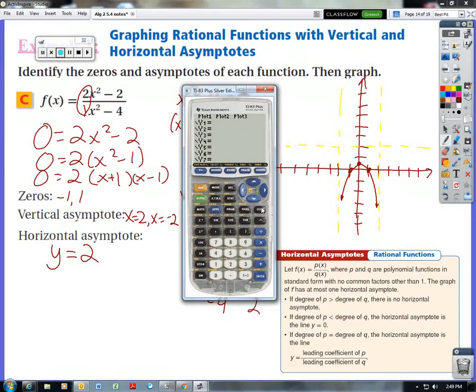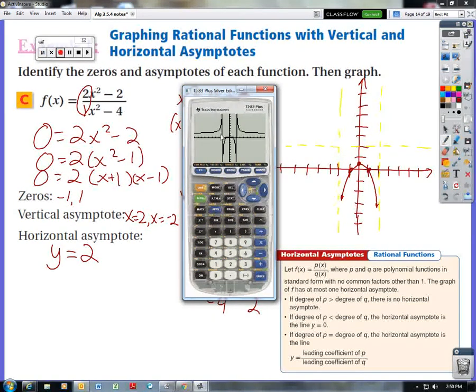Clear. Remember parentheses around the numerator: 2x squared minus 2, divided by parenthesis, x squared minus 4. Very important to put those parentheses in. Let's do a zoom 6. Ha! I was right. Of course, I've done a few of these before.